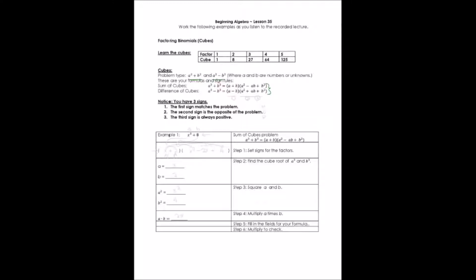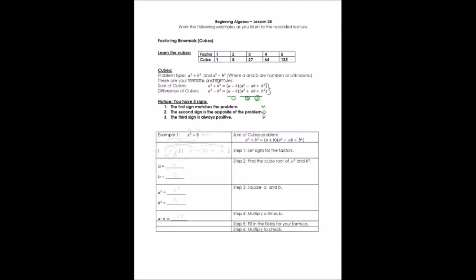They always factor into a binomial times a trinomial. The first thing we're always going to do is set the signs. In a binomial and a trinomial, you will have 3 signs. 1, 2, 3 signs will always be there. The first sign is going to match the problem. I call that the M sign. The second sign will be the opposite of the problem, and the third sign is always positive. So, if you can remember the word MOP, you can pretty much set the signs for your perfect cube binomials that you factor.